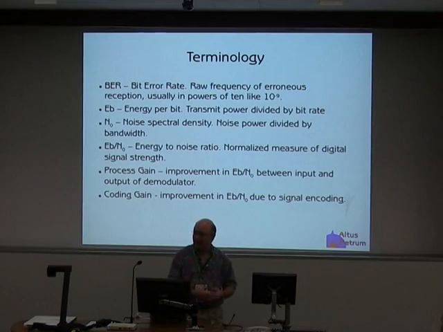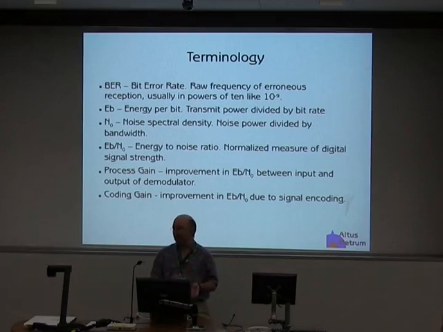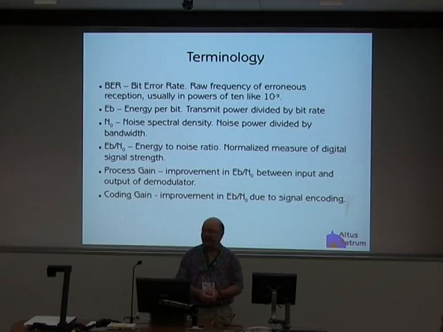Okay, the other kind of gain I want to talk about is the other smart people gain. It's called coding gain, and that's the improvement in the Eb/N0 numbers from using a better signal encoding. So that's just pure software. You don't have to change the hardware. All you have to do is change your modulation and demodulation software bits, and you get to win. Again, another smart people gain.